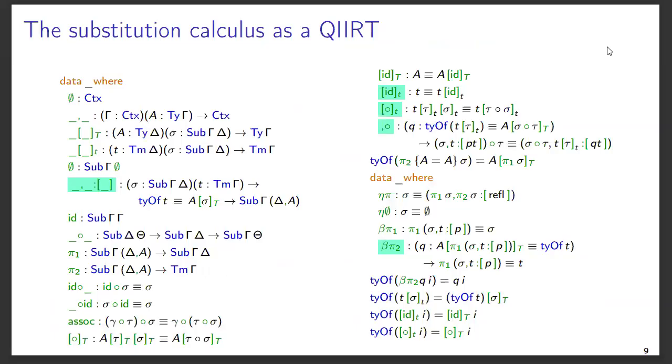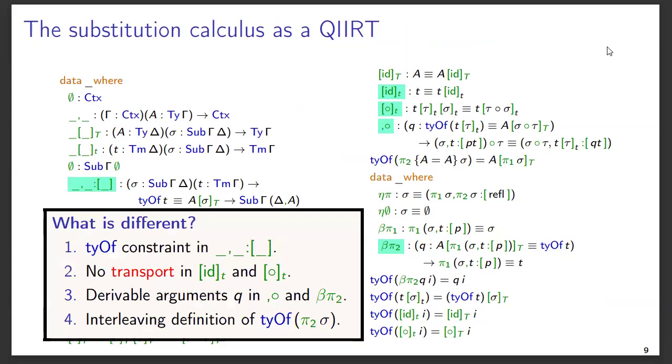Okay, so here is the whole calculus, I think, unless I forgot something. And I've highlighted the things that are actually different in this formulation, because it's far too much on one slide just before lunch. So let me just talk through the things that are different. So first of all, we have this type of constraint here in the extension, rather than using the A explicitly.